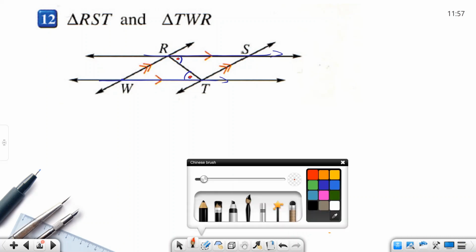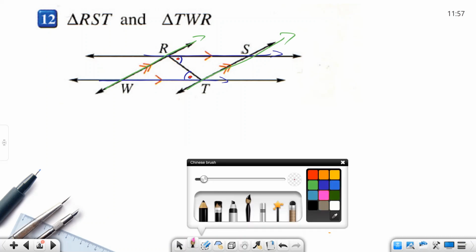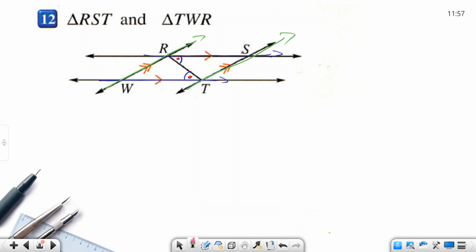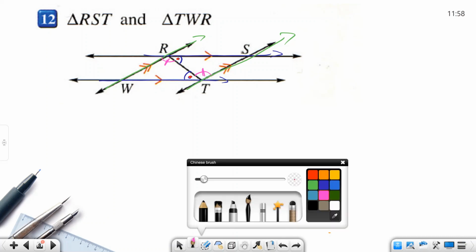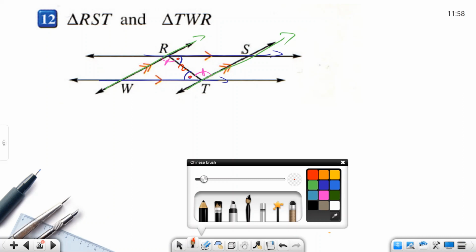Now another parallel lines, I will draw that one here and here. So it doesn't look like a line. Okay, now check that one. If these are parallel, this angle and this angle must be congruent. So as you see, two angles, and in the middle we have a common side. So I want to write that one too.